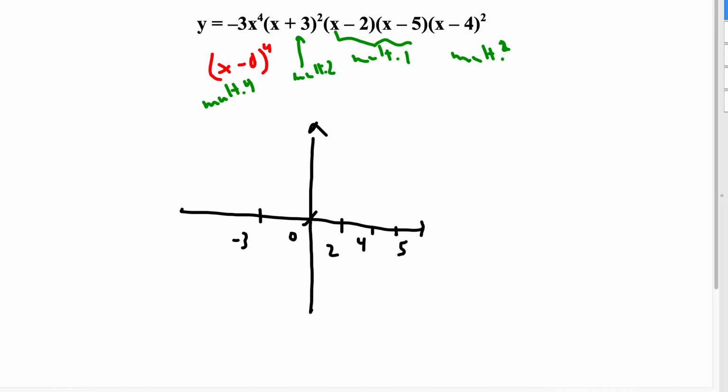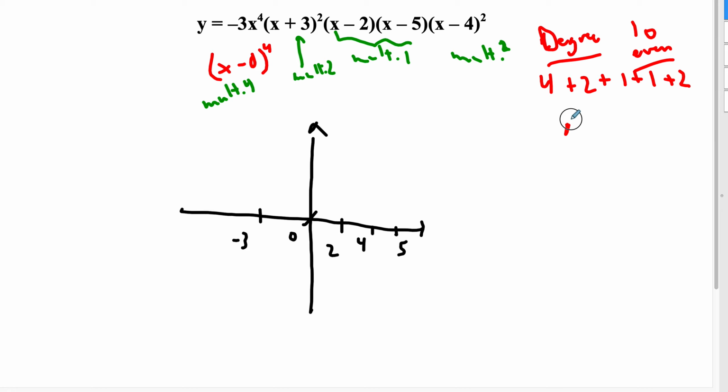Well, what we do is we find the degree of the polynomial, which is actually the sum of the multiplicities. So 4 plus 2. These are both 1, so 2 ones, plus another 2. So 4, 5, 6, 7, 8. This is degree 10, which is indeed even, right? Now, if it's even, that means it's either opening up for the end behavior or it's opening down. How do we tell the difference, right?